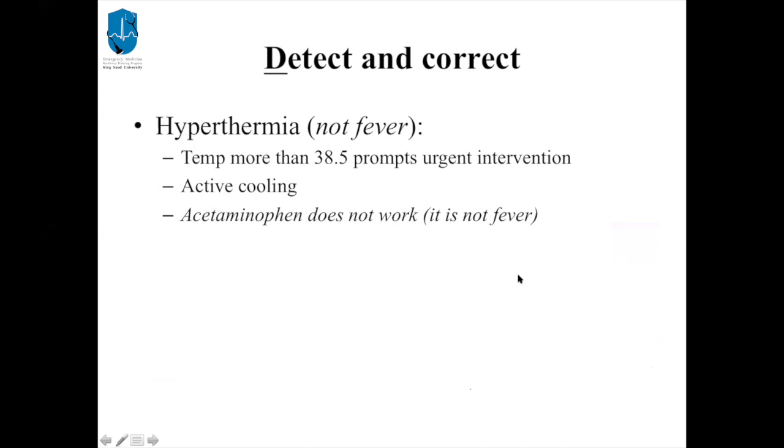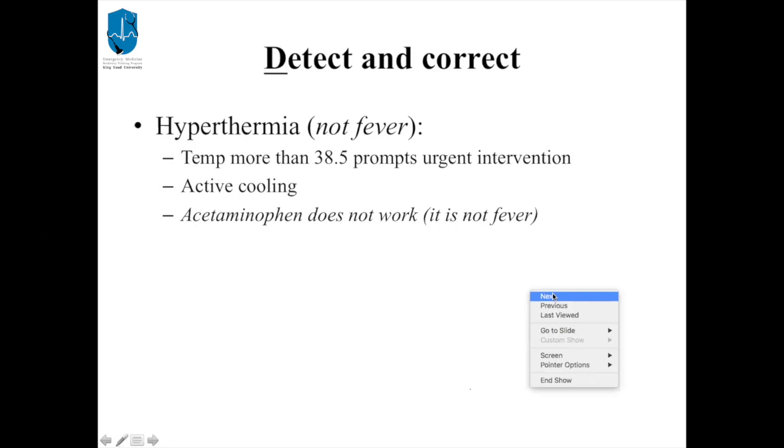Hyperthermia is very, very important. With most of the toxins that cause hyperthermia, when the patient reaches hyperthermia, their mortality goes up. Sympathomimetics are the best example of this. We try to treat them very aggressively to correct their temperature, because high temperature is associated with mortality. Acetaminophen is not going to work because this is hyperthermia, it's not fever. Do active external cooling, even if you have to put them on dialysis and cool them, or do bypass and cool them, especially young, healthy patients.